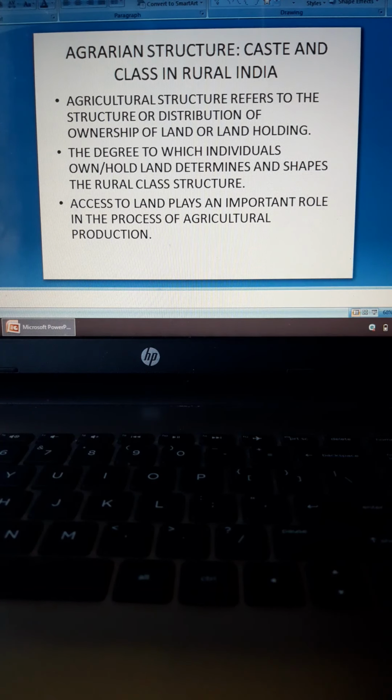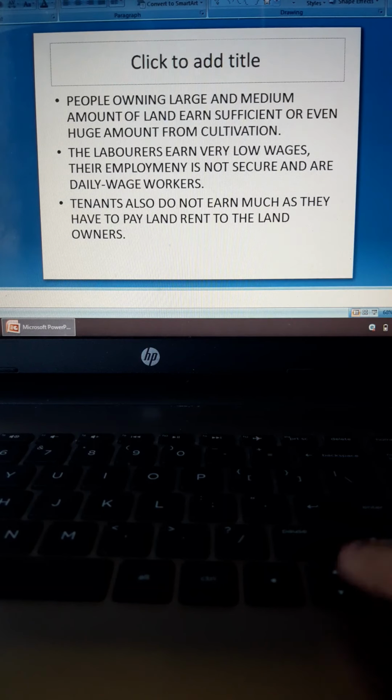Access to land plays an important role in the process of agricultural production. How much land you can own or work on plays a very important role in agricultural production. So the agricultural production that takes place depends upon access to land holding. People owning large and medium amounts of land earn sufficient or even huge amounts from cultivation. So the people who own a large amount of land earn a very good amount of money from the cultivation that takes place on that land.